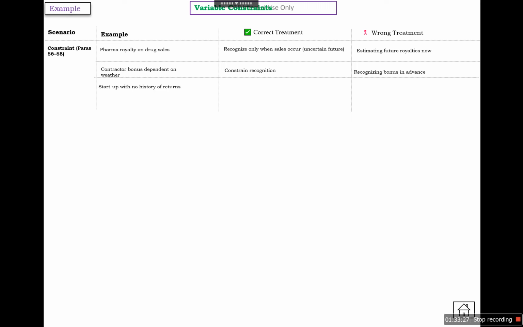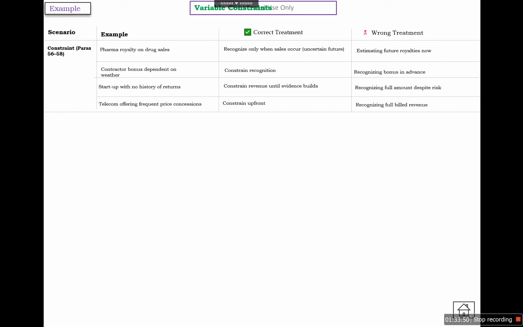Similarly, if there is a startup with no history of returns, it's a new business. So we should not recognize revenue until evidence builds, or we can book based on the industry practice. And if there is a telecom offering frequent price concessions, this is again a constraint upfront. We should recognize the full billed revenue only.